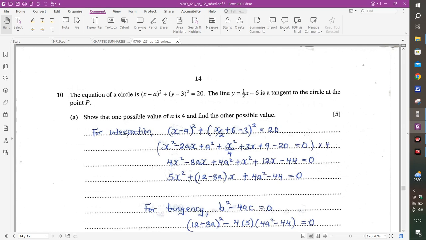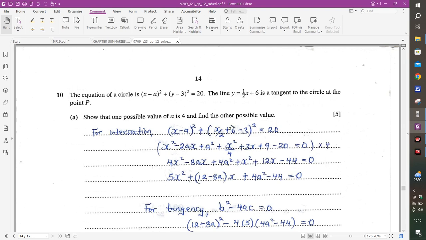So for intersection, I'm going to solve these two simultaneously. Because here I'm seeing a y, I'm just going to transfer this y and put it here. So we shall have a half of x plus 6 minus 3. 6 minus 3 is 3. Then now I open brackets. I'll square here: x squared, then minus 2 times x times a, that's minus 2ax. Then square the a, a squared.